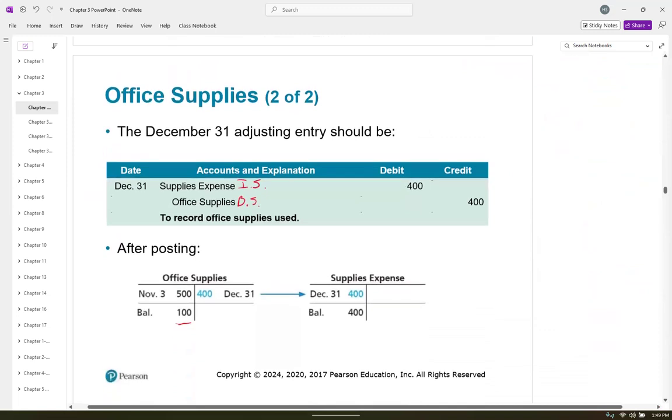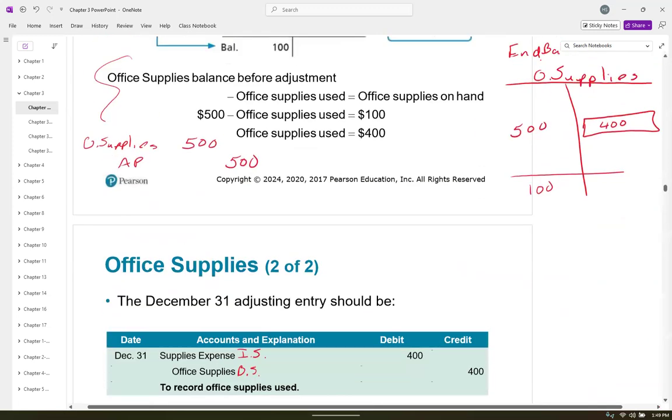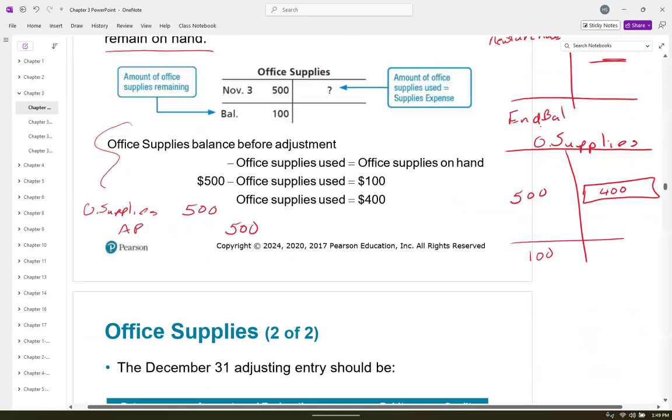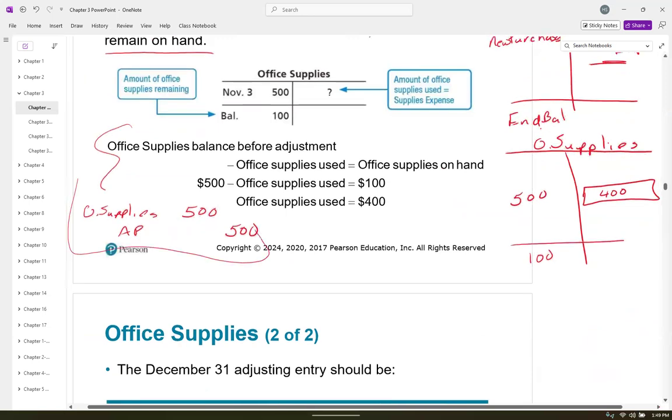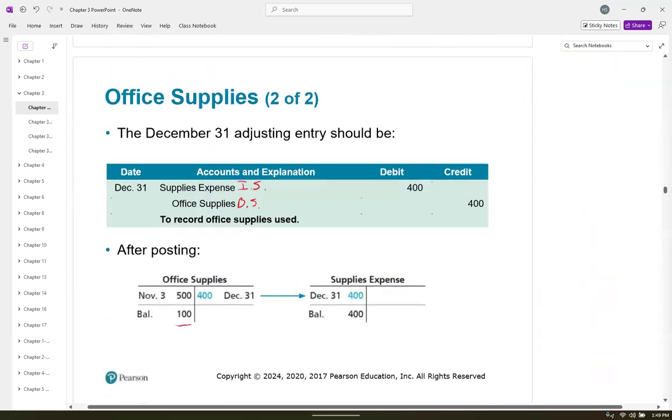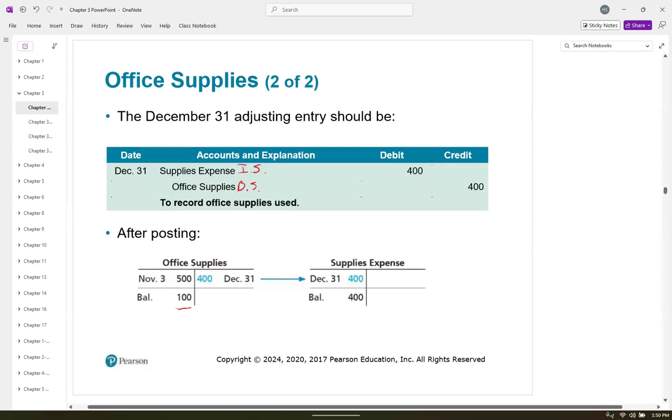So there's the journal entry for the adjusting entry. That journal entry that we made right here, that was the original entry. That was not the adjusting entry. The adjusting entry is right here. You can see both T accounts.